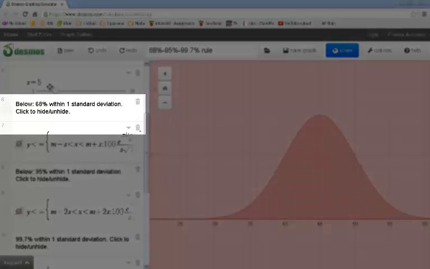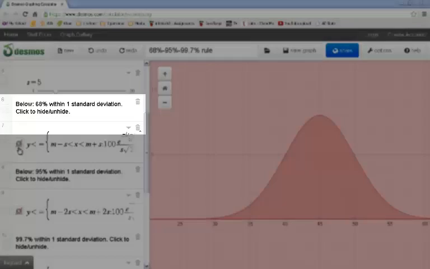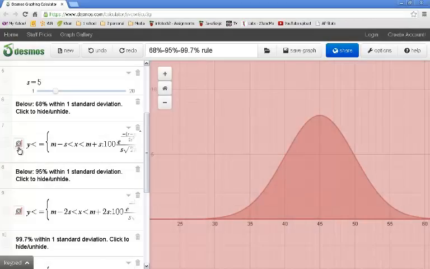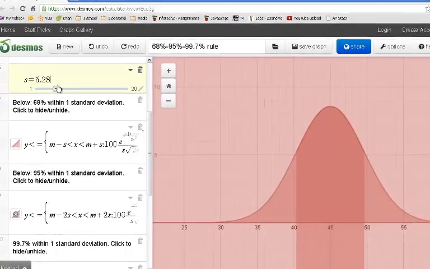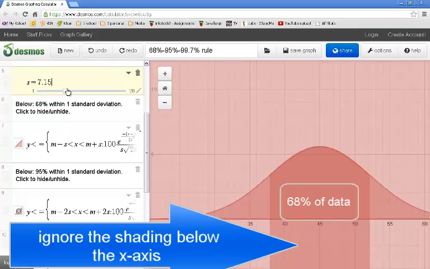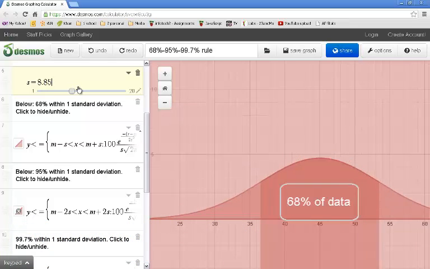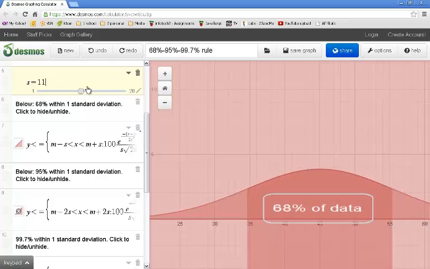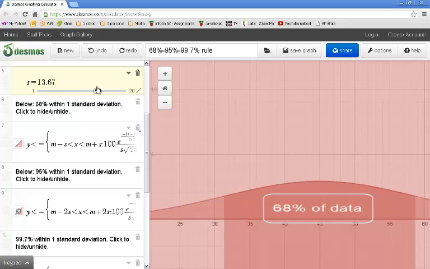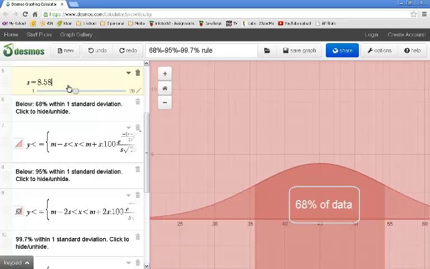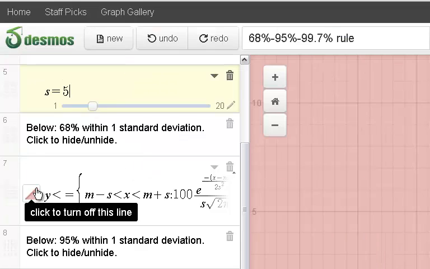When you have a normal distribution, 68% of your data will fall within one standard deviation of the mean. Click here to show the shading. Now adjust your slider back and forth to see the effect of the standard deviation on the shading. Notice that as the standard deviation gets larger, the top of the curve flattens because it needs to maintain a total area of 100% under the curve.